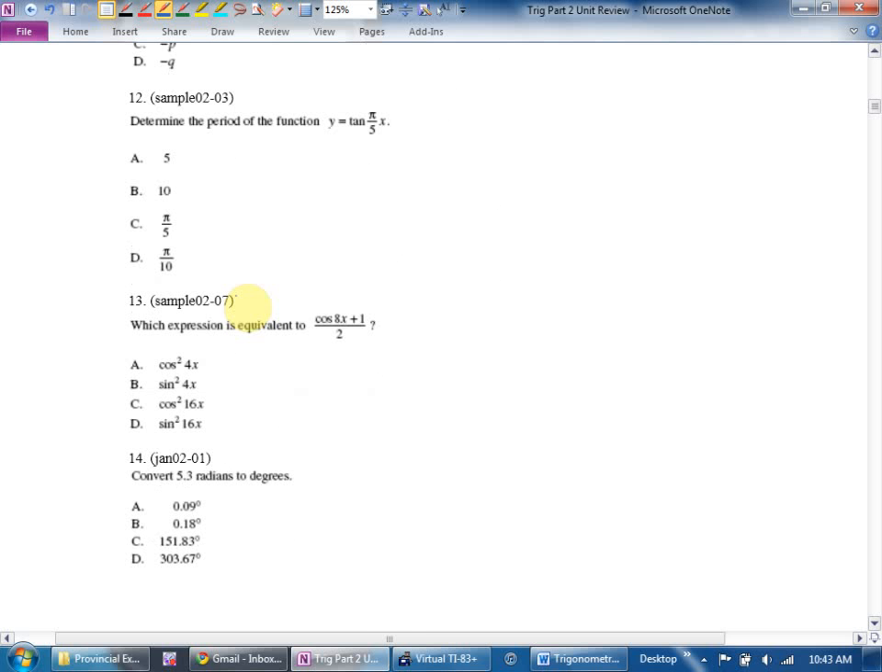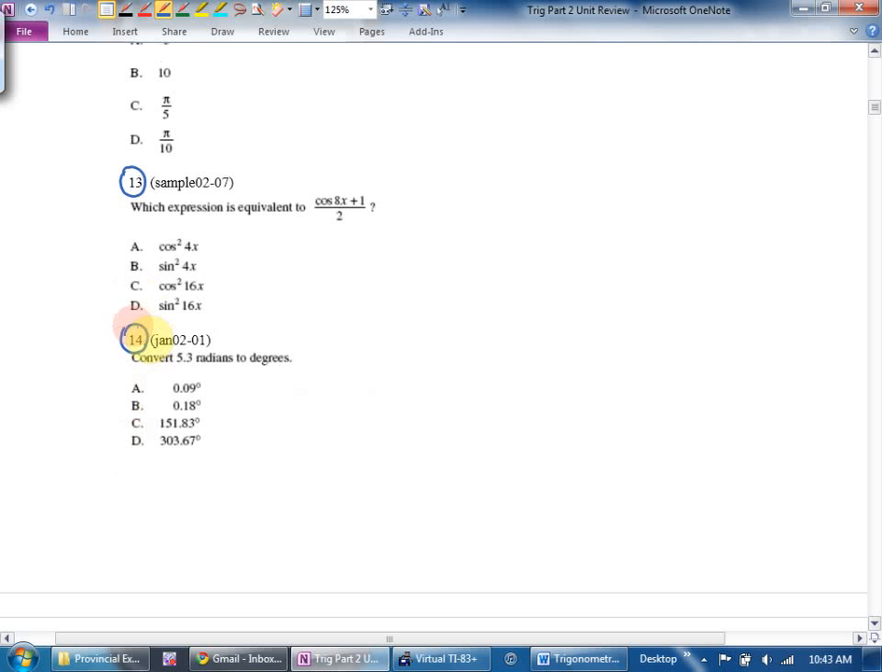Thirteen. 14. Radians to degrees as a decimal will be on this test. Because remember, your last test was completely non-calculator. This test, I'll ask you a couple of calculator questions.